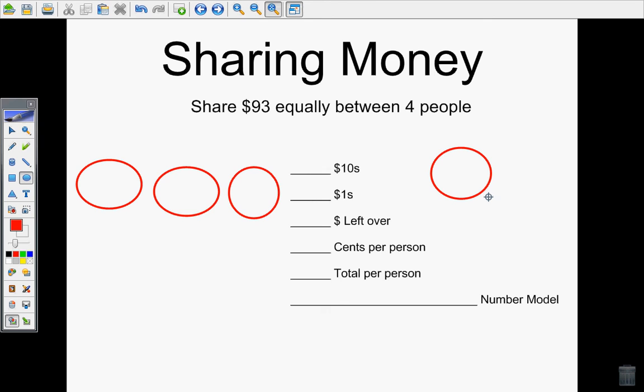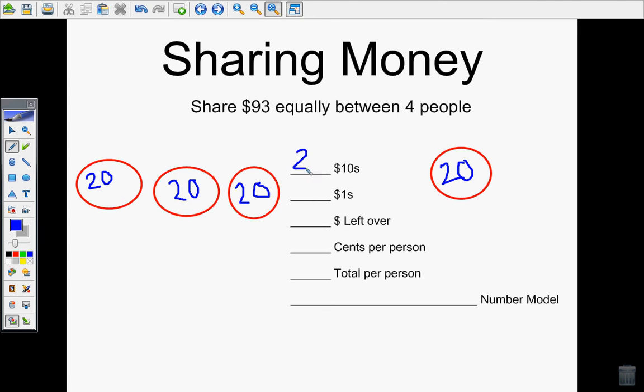If you said we need to start by thinking about the biggest money we could pull out of here, you'd be correct. Let's see, if I do $20 bills, that'd be 20, 40, 60, 80. Hey, that worked out perfectly. Each person could get a $20 bill. Now you may be thinking there's a problem here because it only says how many tens. Well, you should be able to figure out how many tens are in a $20 bill. Do you know how many tens are in a $20 bill? If you said 2, you'd be correct.